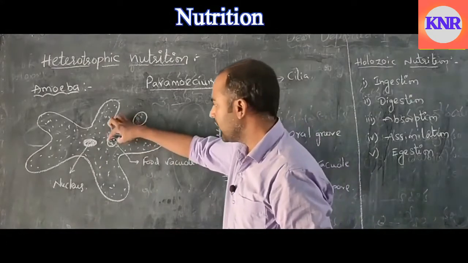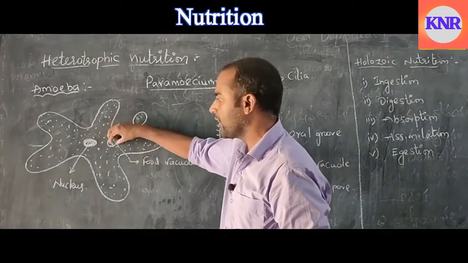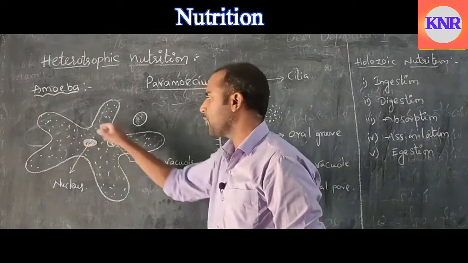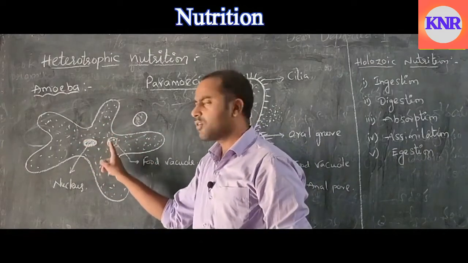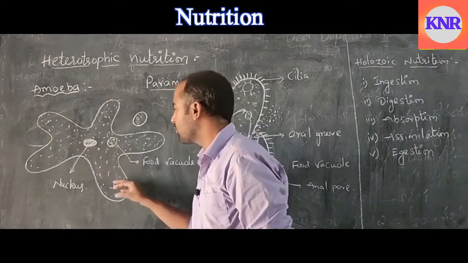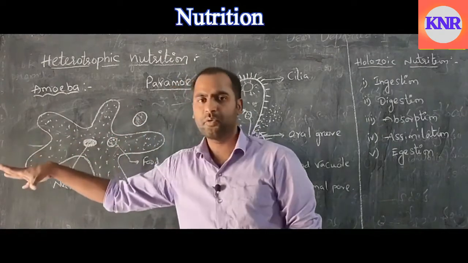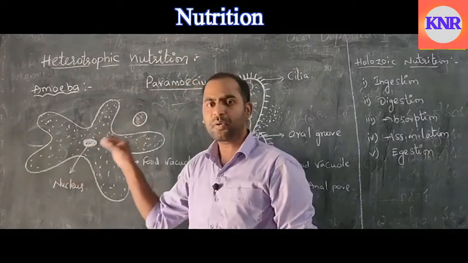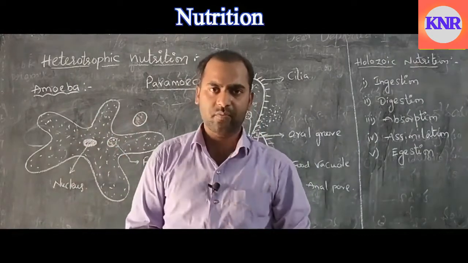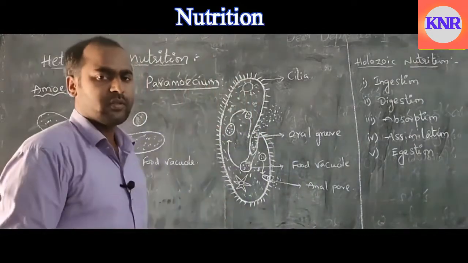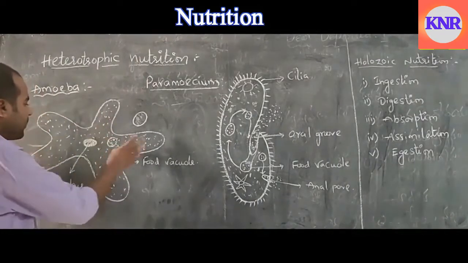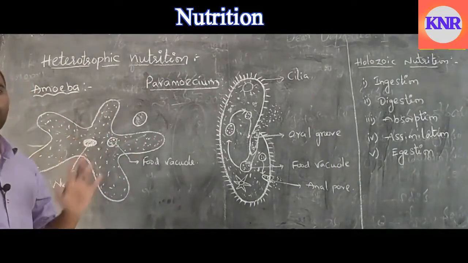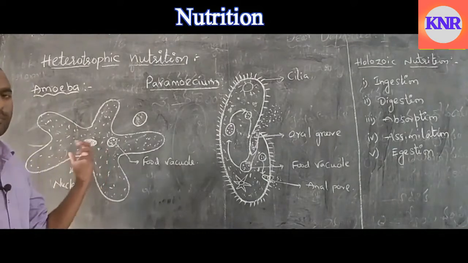So here the food is at higher concentration, food is more here, and in the remaining parts of the cytoplasm there is less food. So what happens? From higher concentration of the food to lower concentration, the food will be distributed. So through the simple process called diffusion, the digested food will be distributed to every part of the cell of this amoeba.